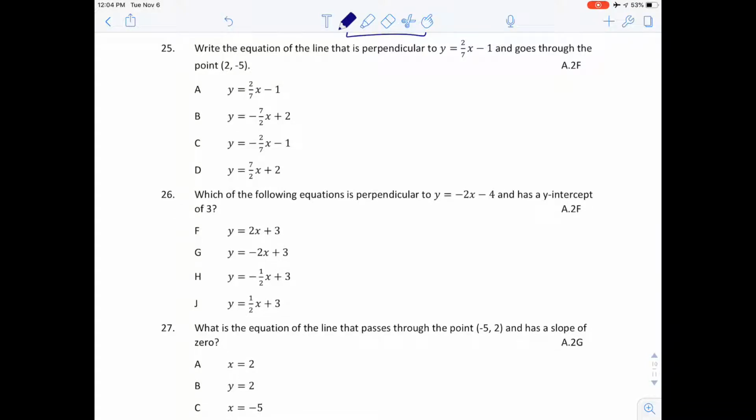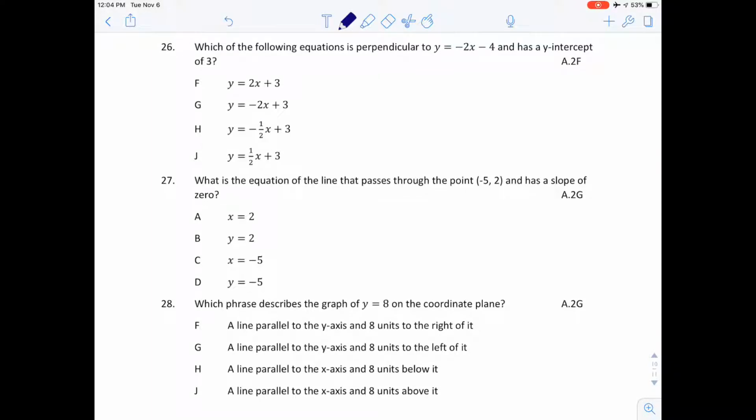Number 25, write the equation of the line perpendicular. So if you remember, perpendicular is opposite reciprocal slope. So it means opposite sign and the fraction flipped. So the opposite reciprocal to 2 over 7 is going to be a negative, and then I'm going to flip that fraction, 7 over 2. Which one has that slope? B. I don't even have to use the point because I know it's perpendicular, so it has to have the opposite reciprocal slope.